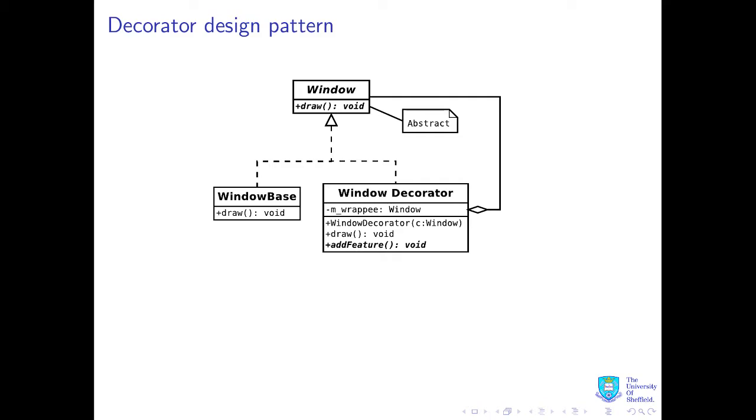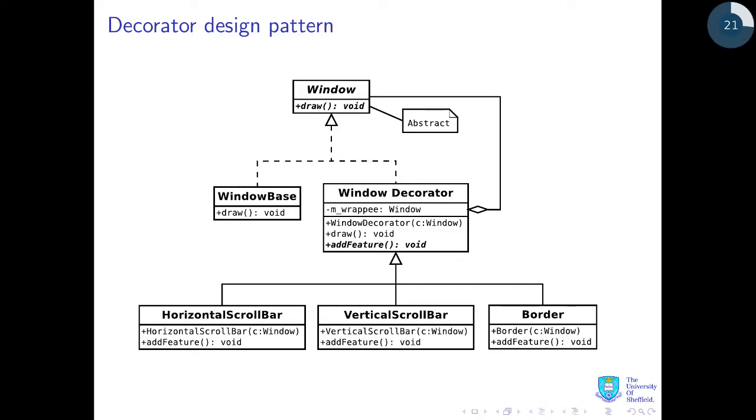This is a class, and inside there is an object which we call the wrappy. This wrappy object is of the type window, which can also be passed into the constructor. Just note that the window decorator has a constructor of type window, and then there is a draw method, and there is an add feature. The add feature is important here. It's the method that is going to be overridden by different classes. In this case, the horizontal scroll bar is going to implement the add feature by adding its own horizontal scroll bar. The vertical scroll bar is going to do the same, and the border as well.